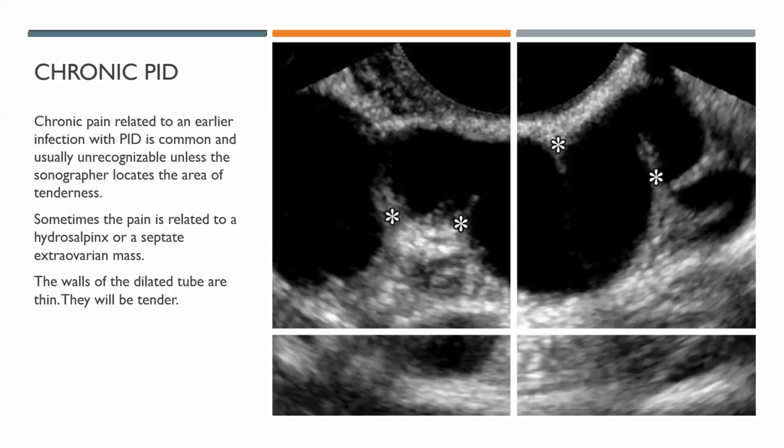Chronic PID is related to an earlier infection with PID. It's most common and usually unrecognizable unless the sonographer locates the area of tenderness. Our big thing that we're going to be looking for with chronic PID is a hydrosalpinx, which is this image on the screen. It's going to look more like a tubular structure than a round cystic mass. So that's one way that you can distinguish between the two.